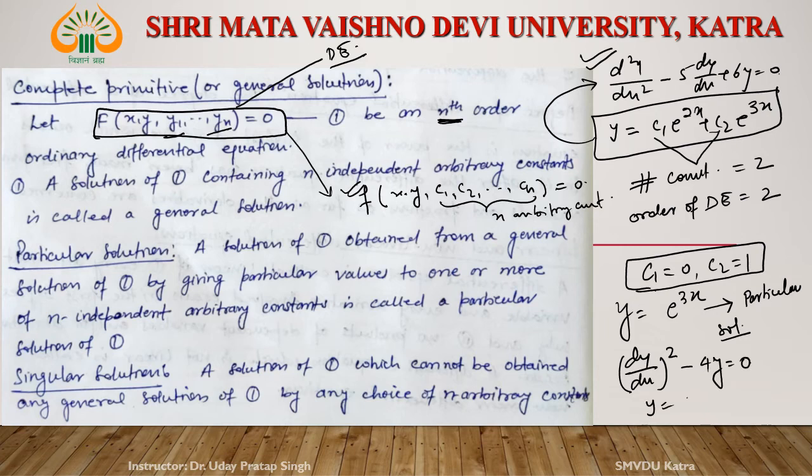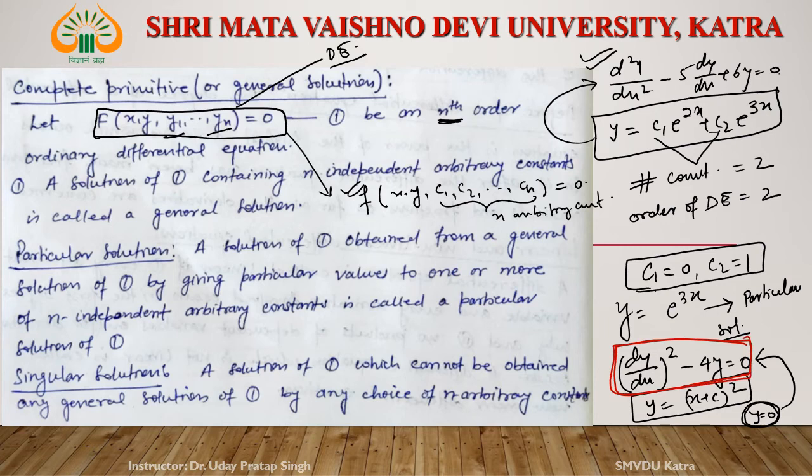What is the solution? y is equal to (x plus c) square. Okay. What is the order of the differential equation? 1. Then y is equal to (x plus c) square is the solution of the differential equation, and the number of arbitrary constants and the order are the same. Therefore, this solution is the general solution. But what about y equal to 0? y equal to 0 is also a solution of this differential equation, (dy by dx) square minus 4y equal to 0. Right?